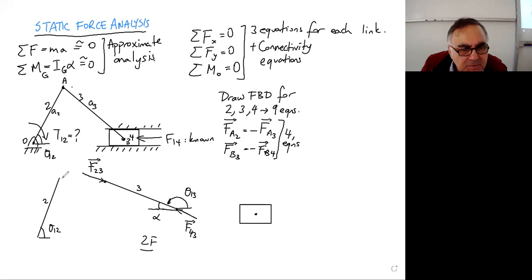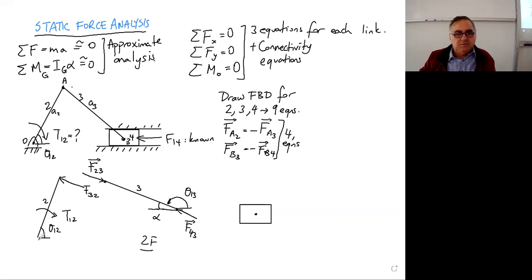Now, forces are equal in magnitude, opposite in direction. This means that F32 is equal in magnitude, opposite in direction, acting on link 2. F32 is in this direction, okay? Well, we know that there is T12, we don't know this. But what kind of number is this one now?